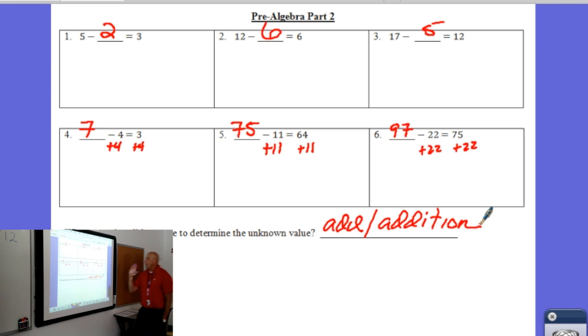Now, if you follow this to the T, this whole year, you're going to be good. Of course, things are going to be difficult when we get to graphing and all that stuff. But Algebra 1 is this right here. Of course, tomorrow and Friday, we're going to be doing division and multiplication when solving. But this is it right here. All right, let's move on. Last part.